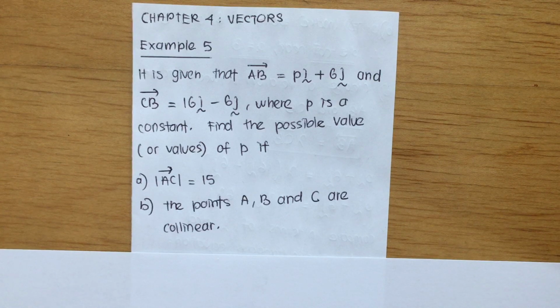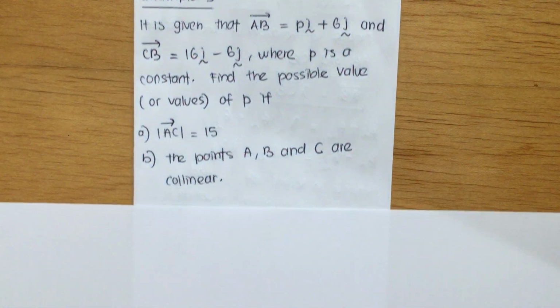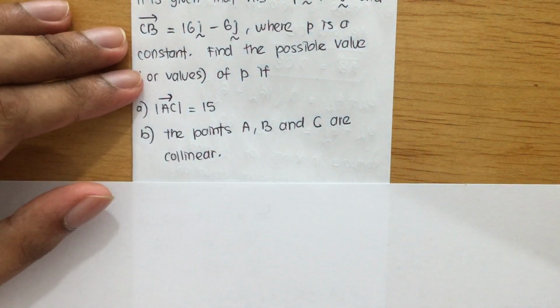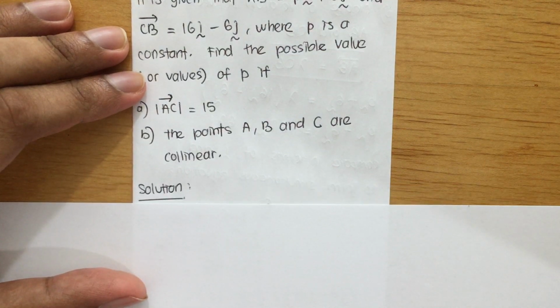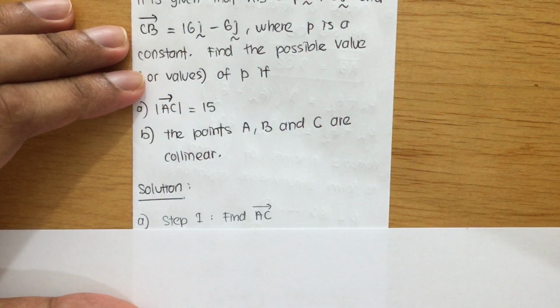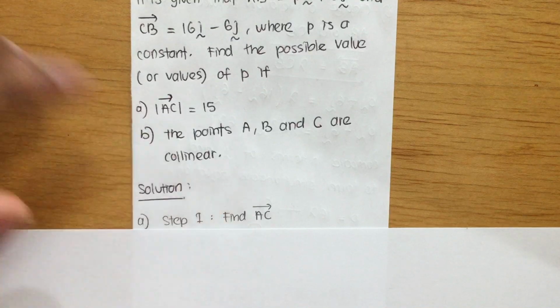Okay, we're going to start with question A, where question A required us to find the possible values of P if our magnitude AC is equals to 15. Okay, for that, how are we going to start to solve this question guys? Okay, let me show you. For step 1, we're going to find the vector AC over here.